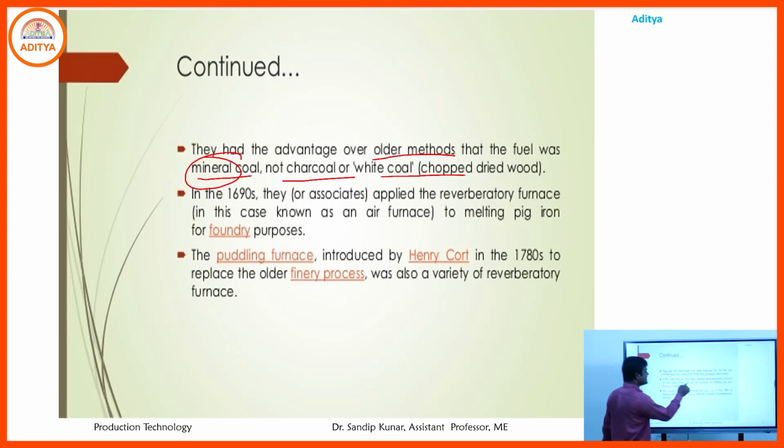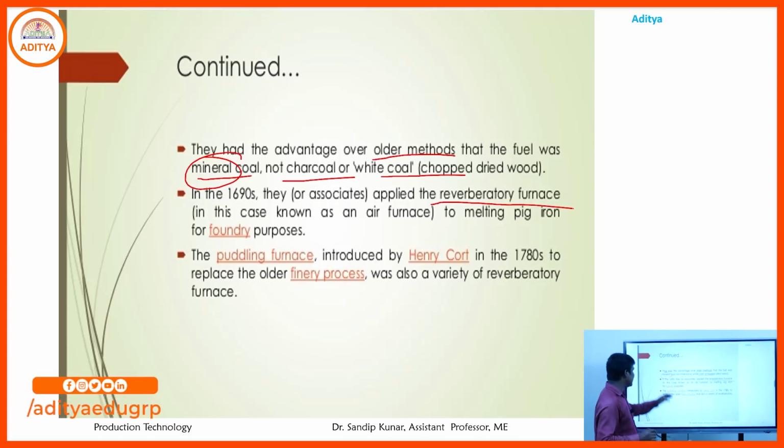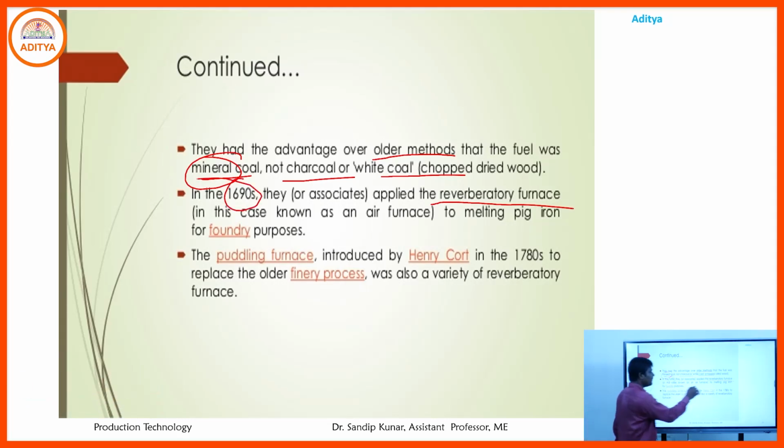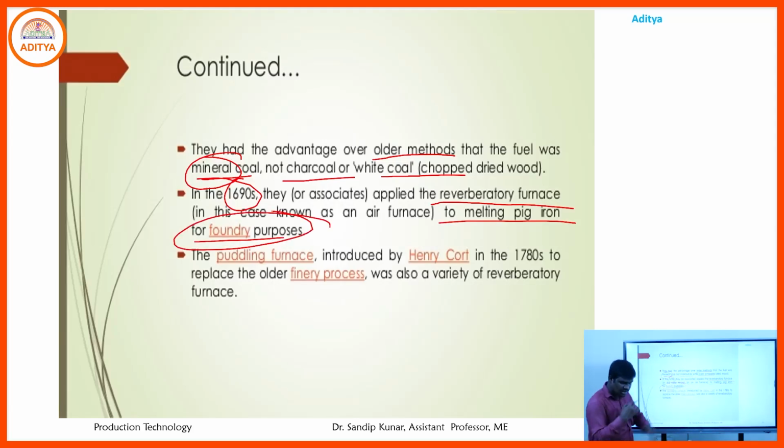In 1690, the reverberatory furnace was applied to melt pig iron for foundry purposes. We have used this furnace since 1690 for melting pig iron for foundry purposes. It means continuous modification has been done to that particular furnace.